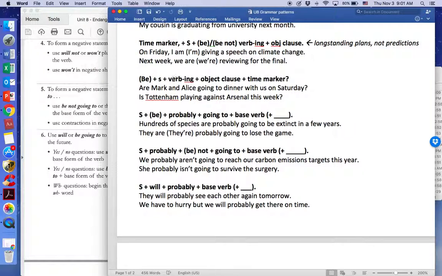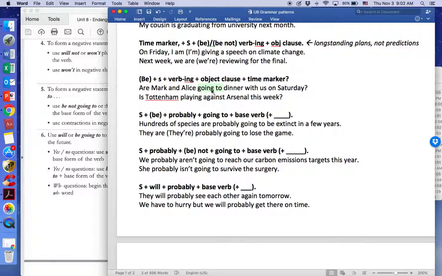Be verb, subject, verb ing, object clause, time marker. Here's our time marker. When is it happening? It's happening on Saturday. Where's our subject? Who is the subject? Who is doing this thing? Mark and Alice are doing this thing. So we need to have the appropriate be verb for the third person plural. Are Mark and Alice going to?